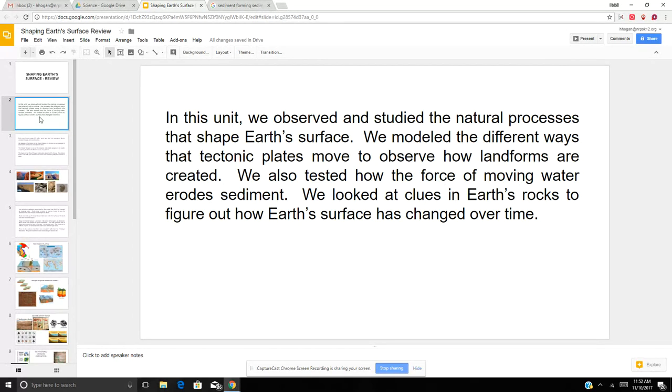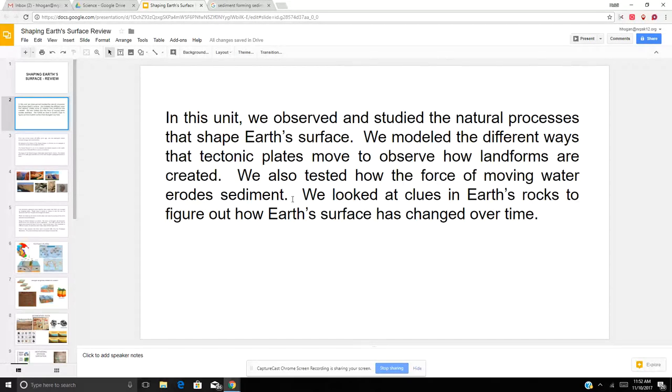caused by that. And we slid the papers next to each other to do a transform plate boundary and talked about what events and landforms are caused by those. We also tested how the force of moving water eroded sediment.